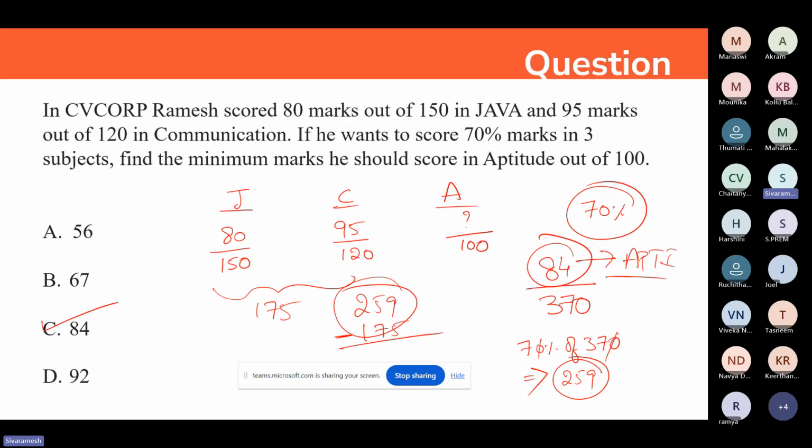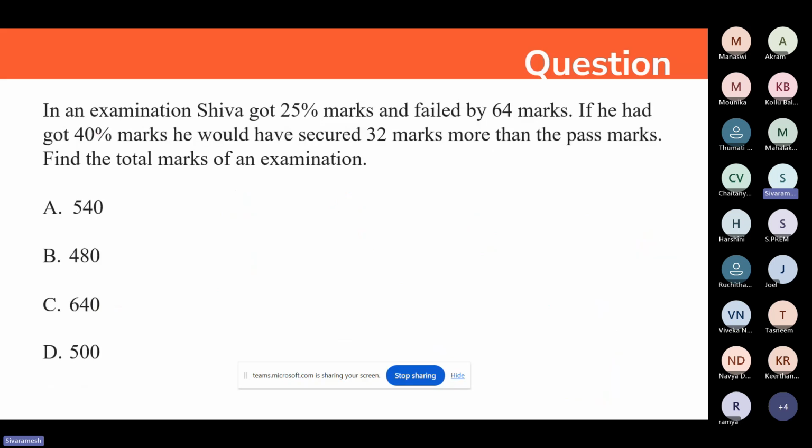Hope you all are clear with this. If you are clear, yes sir. Yes, we'll go for the next one. Yes, guys. Can you try this question?